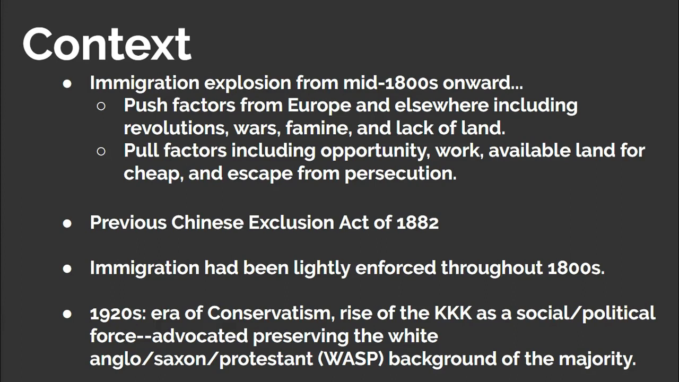Some worried about the influx of Catholics changing the Protestant nature of the country. This also helped the rise of the second incarnation of the Ku Klux Klan, which would boast millions of members, and they advocated for the preservation of a white Anglo-Saxon Protestant majority, also known as WASP. These forces propelled the strict Immigration Act of 1924 to passage.